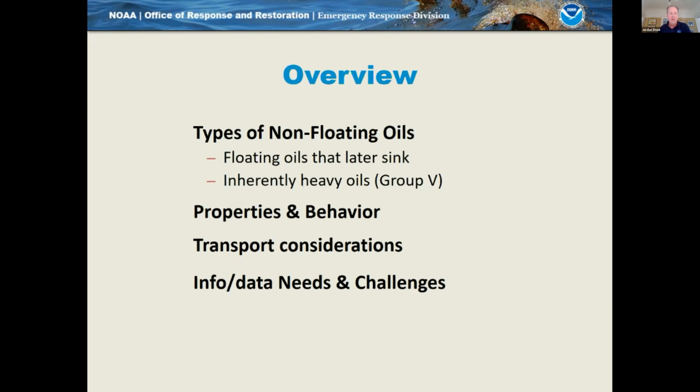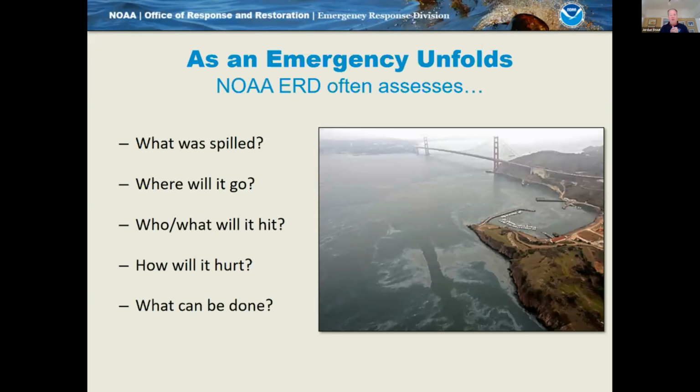So just to back up and orient people on how NOAA gets plugged into some of these things during spills. As many of you know, when there's a spill, NOAA often is focusing in on 5 primary questions: what got spilled, where it will go, who and what it will hit, how will it hurt, and what can be done about it. For the purpose of this talk, I'm going to focus primarily on the first 2 questions and just barely touch on the 3rd question a little bit. We may get into some of the other questions with upcoming speakers as well.